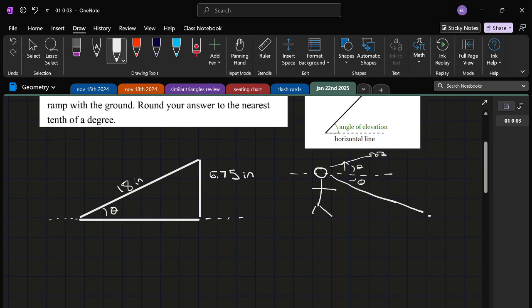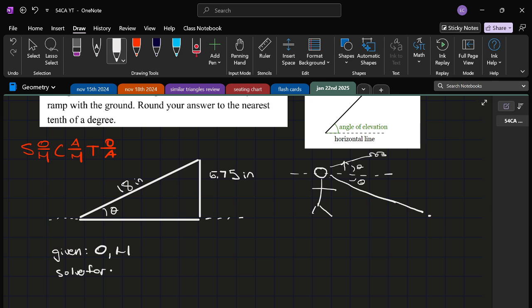Now we take what we have, and I'll write the guide one more time. SOHCAHTOA: sine is opposite over hypotenuse, cosine is adjacent over hypotenuse, tangent is opposite over adjacent. Looking at what we have, we are given opposite and hypotenuse, and we're going to solve for theta.